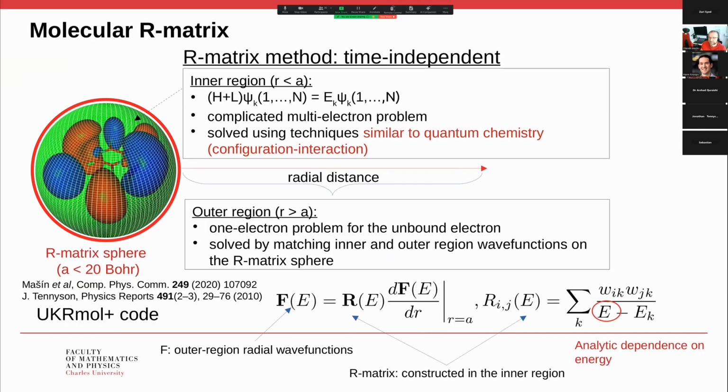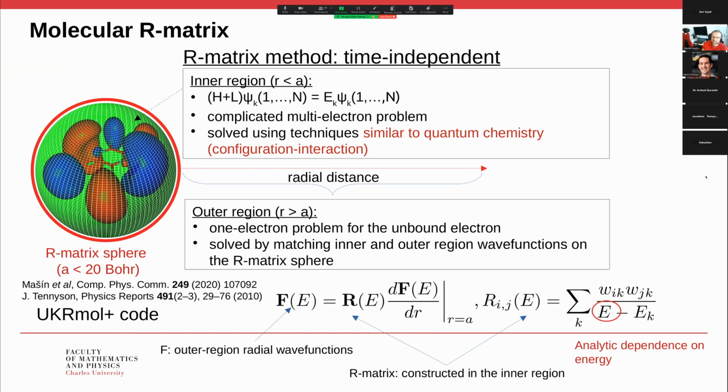We are using these molecular R-matrix codes, which have been around for decades. And you see some references here. There is Jonathan's report from 2010, and the most recent version of the codes is summarized in this 2020 paper.